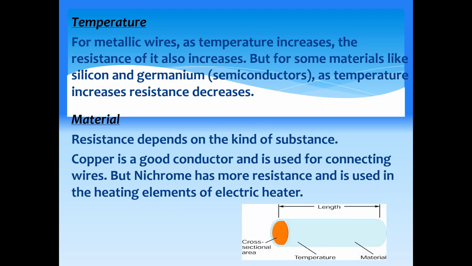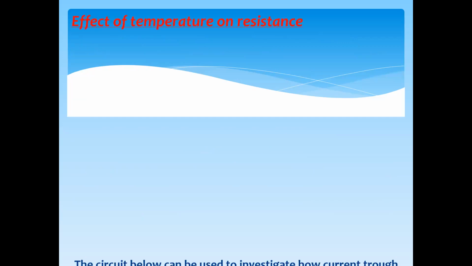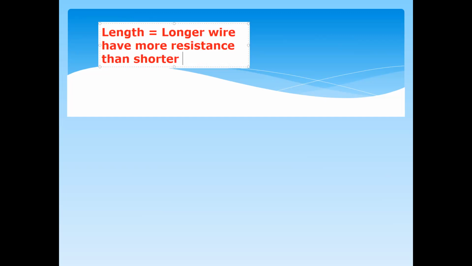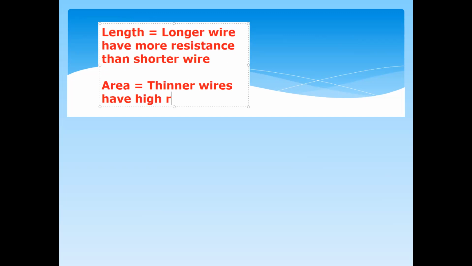So the main three factors on which the resistance depends. Number one, the length of the wire. A longer wire has more resistance than a shorter wire. Number two, it depends on area. Thinner wires have high resistance than thicker wires.